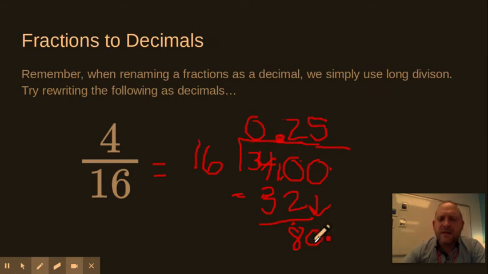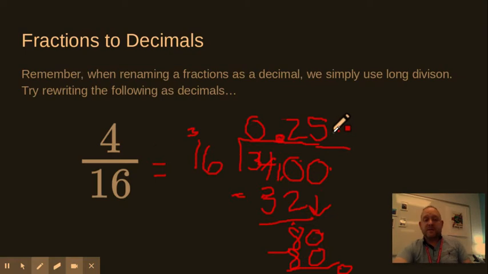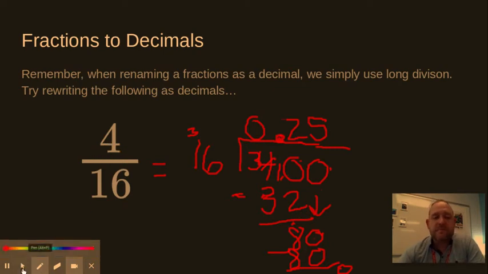So 5 times 6 is 30. I'll drop my 0, carry my 3 over. 5 times 1 is 5, of course. Plus 3 more gives me 8. Hey, that is like the best, because we get a remainder of 0, ladies and gentlemen. That means our decimal that goes along with the fraction 4/16 is actually 25 hundredths. If you didn't know, ladies and gents, that is actually also equal to 1/4.